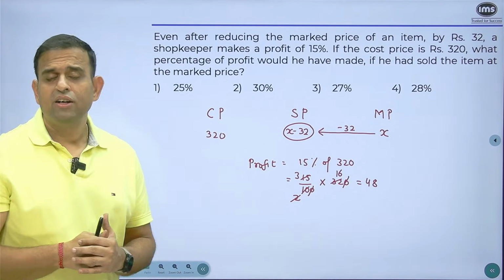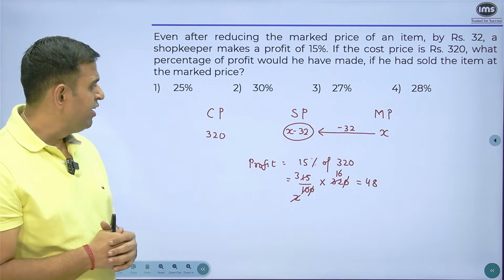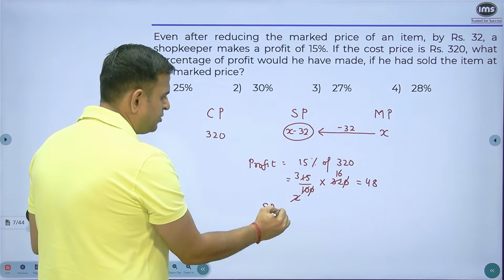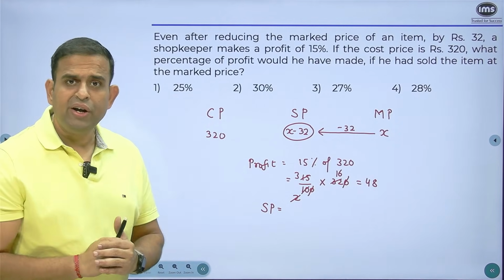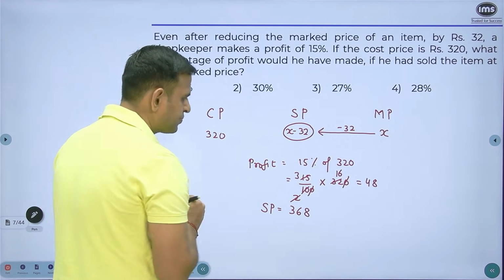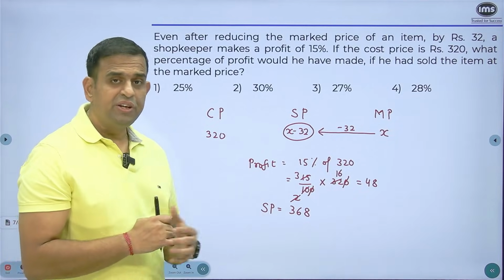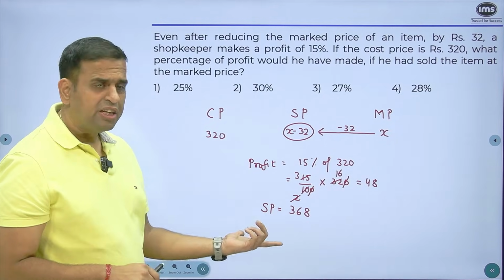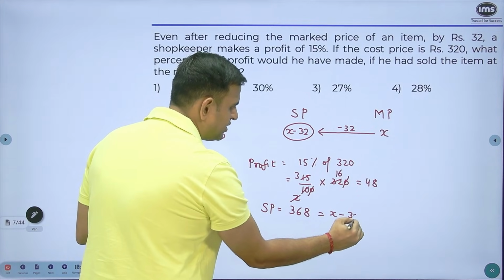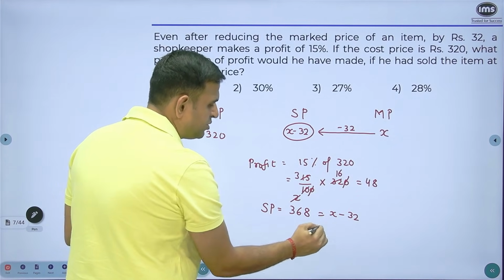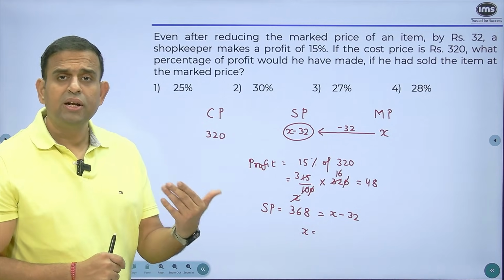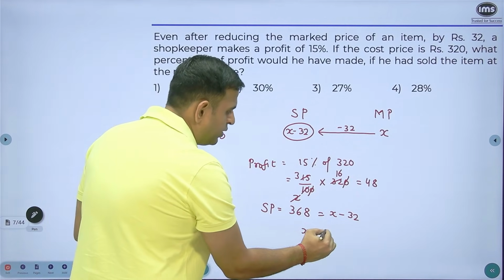So 48 rupees is the required profit, and that means your selling price must be 48 more than 320, leading to 368. So we got the SP to be 368, and that means this number is nothing but 32 less than the mark price. So the mark price, which I took as X, should be 368 plus 32, leading to the number 400.